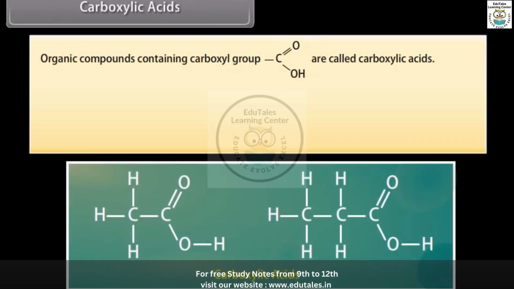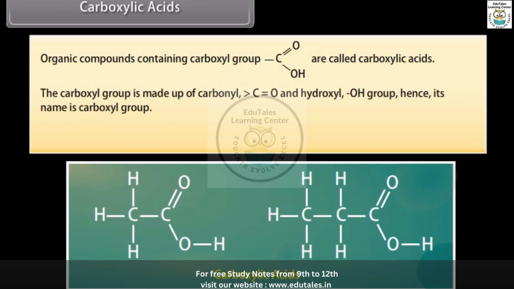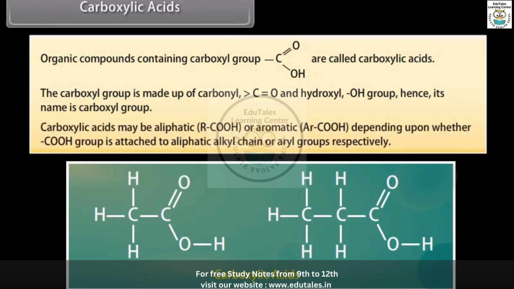Carboxylic acids. Organic compounds containing the carboxyl group are called carboxylic acids. The carboxyl group is made up of carbonyl and hydroxyl groups, hence its name, carboxyl group. Carboxylic acids may be aliphatic or aromatic depending upon whether the carboxyl group is attached to an aliphatic alkyl chain or aryl groups respectively.